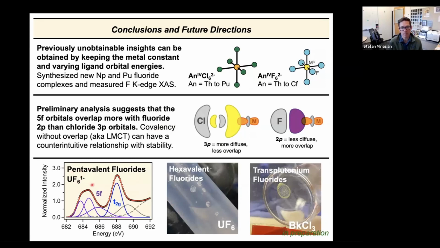So some data from the pentavalent fluoride. Uranium hexafluoride would be great. And also some of the transplutonium fluoride. So we're fortunate to have access here to a small amount of berkelium, which is a very rare isotope.